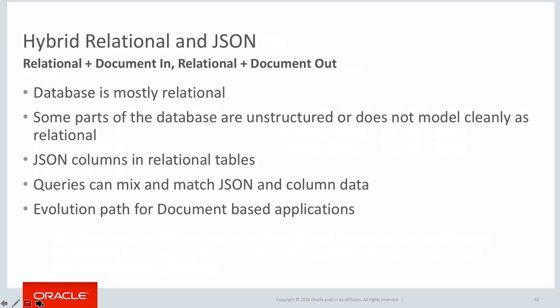But what I'm also seeing a lot of is people are doing hybrid relational. So they have relational document in and relational document out. This makes sense to a lot of existing architectures and applications, where your database is primarily relational, but there's parts of unstructured data that you've been trying to cram into that relational model but just has not been working. So in that situation, you can create a column just for JSON and push that unstructured data inside there, and then your queries can pull from either of them.